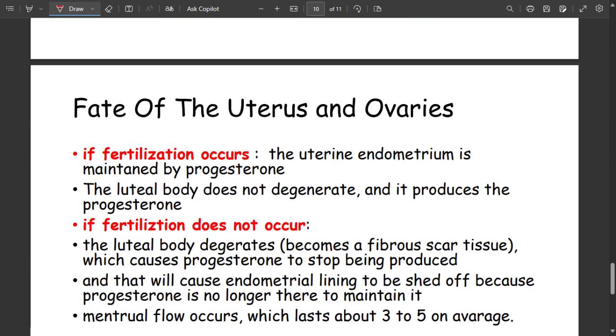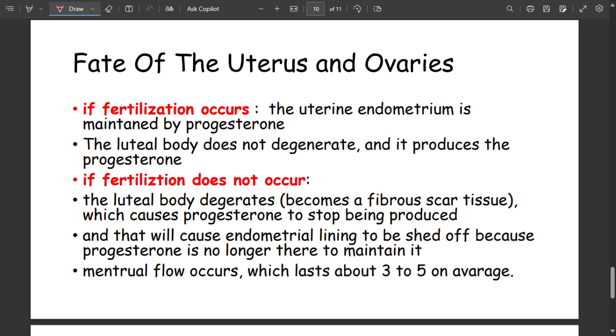So fate of the uterus and ovaries, what we are going to say in this sense is that if fertilization occurs, the uterine endometrium is maintained by progesterone, like I had explained earlier, then the luteal body does not degenerate and it produces progesterone. This progesterone is the one that maintains the endometrial lining so that it can support pregnancy. Okay, that is the important function.